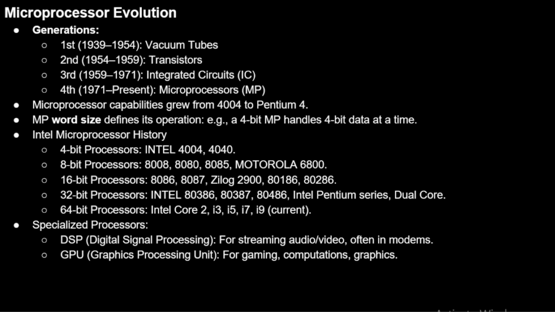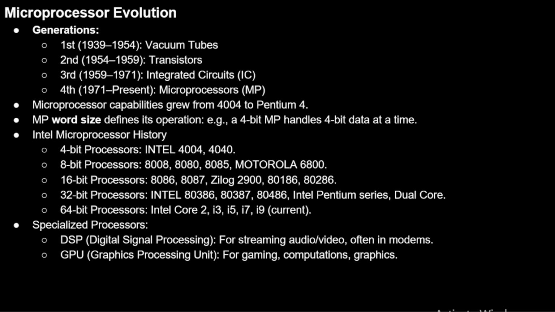Next comes the 32-bit processor. It contains the Intel Pentium series processors and the dual cores. These are examples of 32-bit processors. And presently, we are using 64-bit processors. Examples are Intel Core 2, i3, i5, i7, i9. These are the 64-bit processors. So I can say that with the evolution of each generation, it handled more bits of data at the same time, just like widening a road so that more traffic can flow simultaneously and the speed can increase.